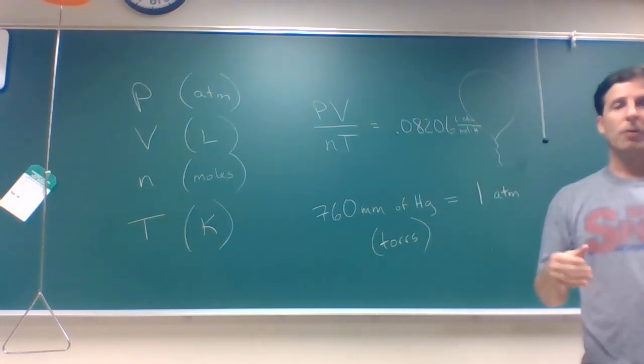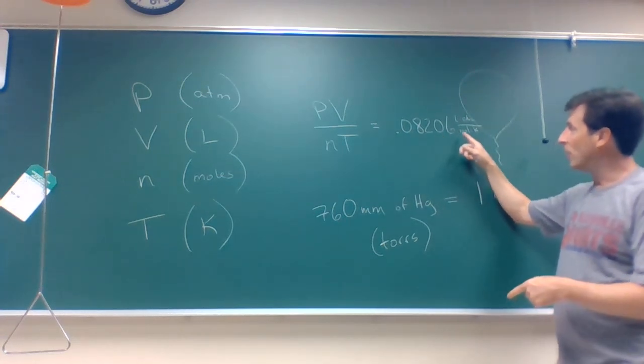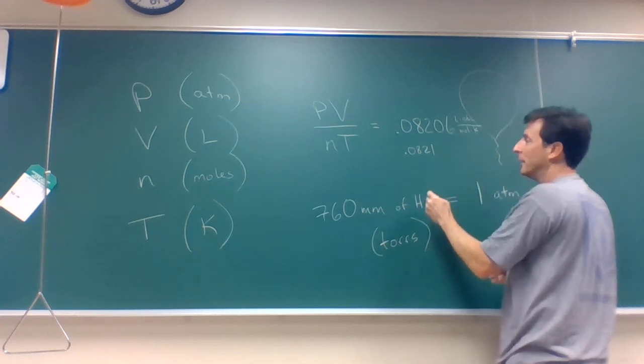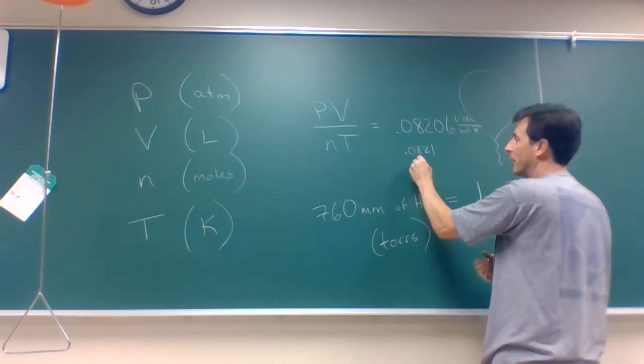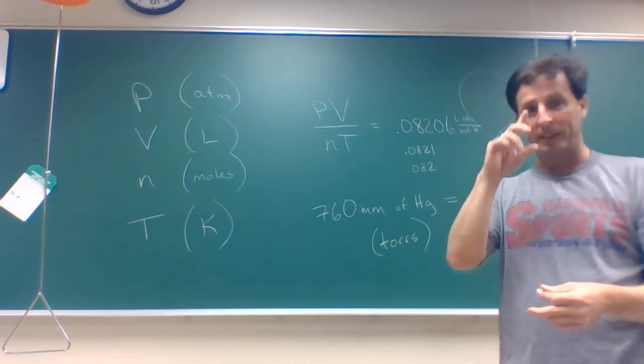This number is called the universal gas constant. Okay, 0.08206. Sometimes you'll see it written 0.0821. Sometimes you'll see it written 0.082. It's all the same. It's just a difference in sig figs and where you want to round it.